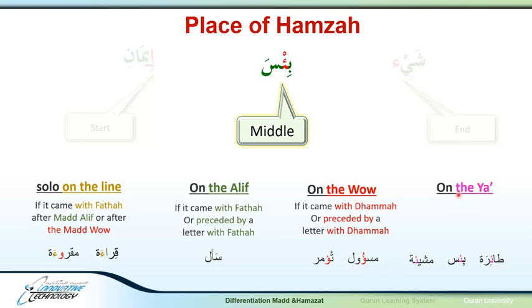It's written on top of a ya if it has a kasra or is preceded by a letter with a kasra or preceded with a letter with a ya. Like in ta'ira, here it has a kasra itself. In bi's, it has been preceded by a letter with a kasra. In mashi'a, it has been preceded by a letter with a ya. In all these three cases, it is written on top of a ya.